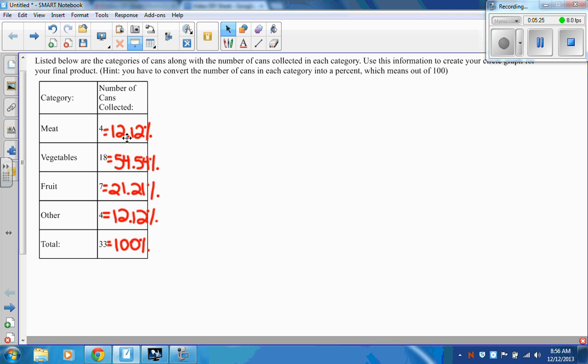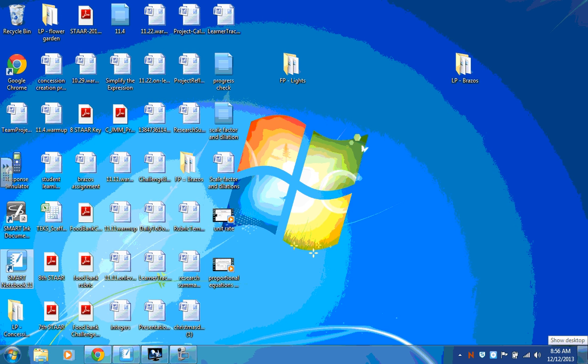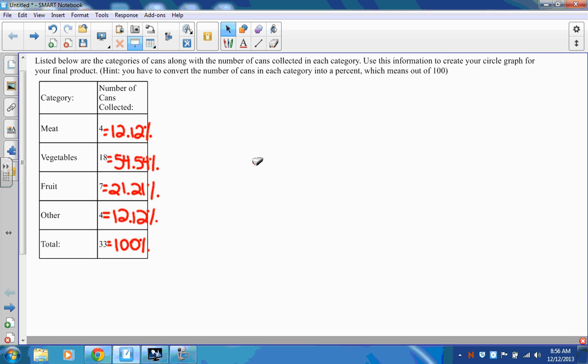So we've added up the whole numbers. We rounded 12.12. Oopsie daisy, what happened? There we go. We rounded 12.12 to 12. 54, we rounded to 55. 21, we rounded to 21. There you go.